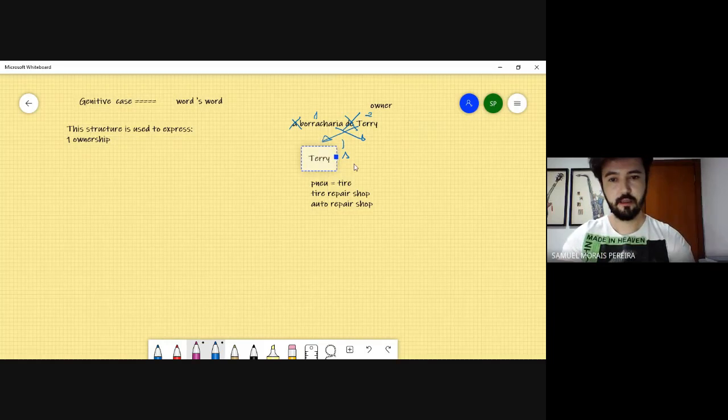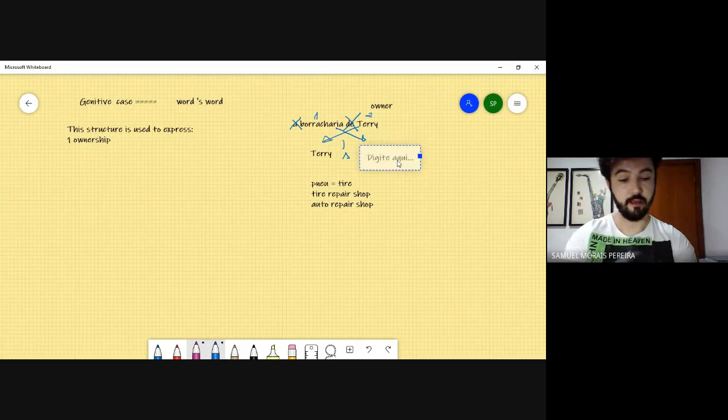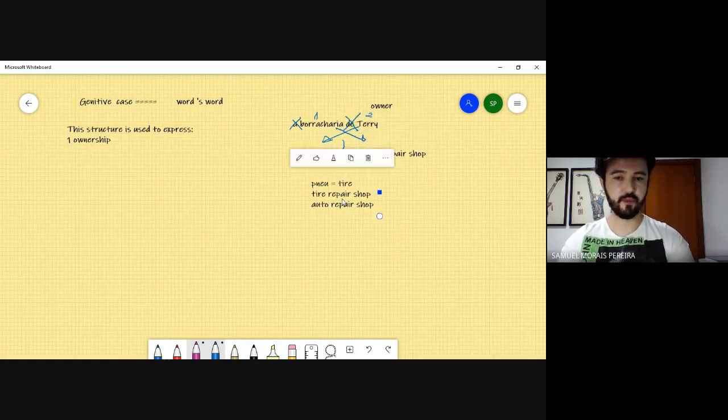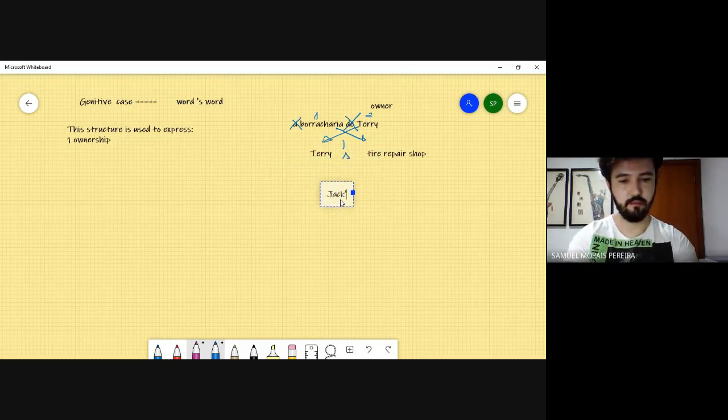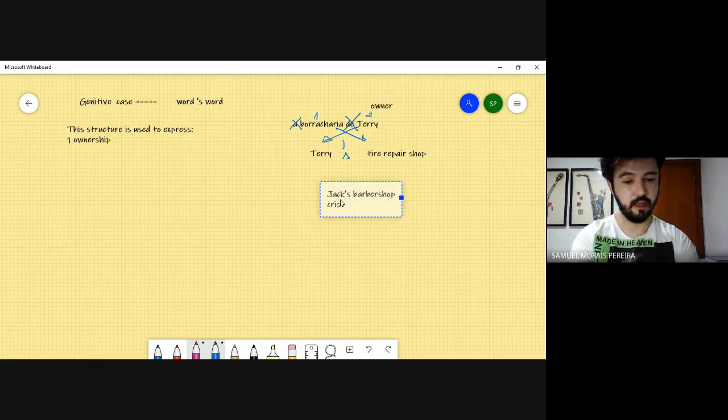I write Terry's here, and then I write tire repair shop, ok? Tire repair shop. É isso que vocês aprenderam lá no passado, ó. You say like, Terry's tire repair shop. A borracharia do Terry, ok? A barbearia do Jack fica Jack's barber shop, right? Ó, o salão de beleza da Cristina fica Christina's hair salon, Christina's hair salon, né?